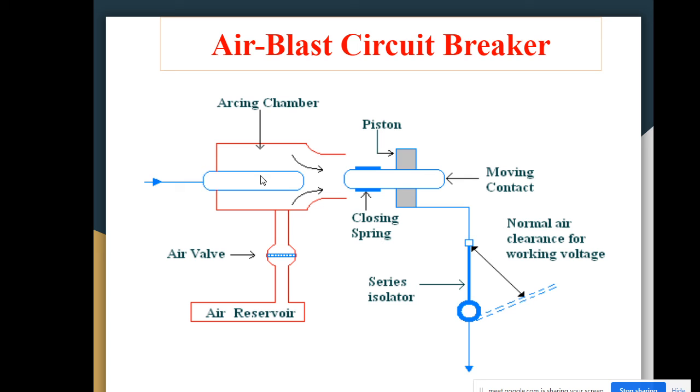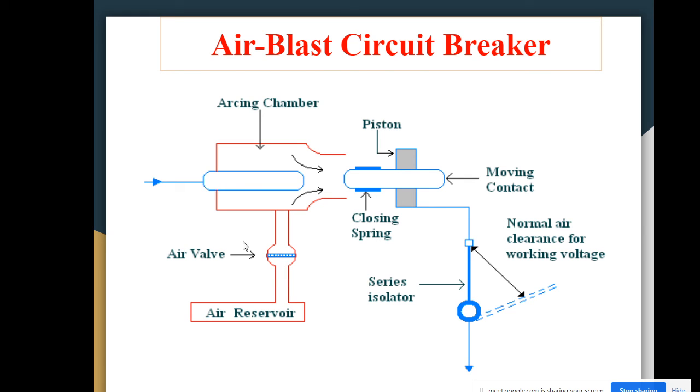So here during the normal operating condition of the circuit breaker, these contacts will be closed with the help of the spring action. The spring action will make these moving contacts closed with the fixed contacts. Okay, so when the fault occurs, this air valve will be opened by the tripping impulse mechanism.